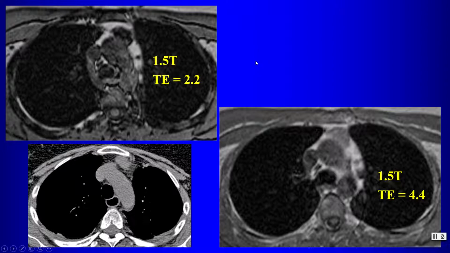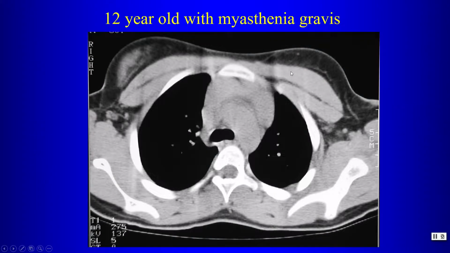So with signal dropout, then we don't think that this is neoplasm. We don't think this is thymoma. So this is consistent with focal thymic hyperplasia. This is a 12-year-old with myasthenia gravis who has this anterior mediastinal mass. Now, 12 years old is too young, even with myasthenia gravis, to get thymoma.